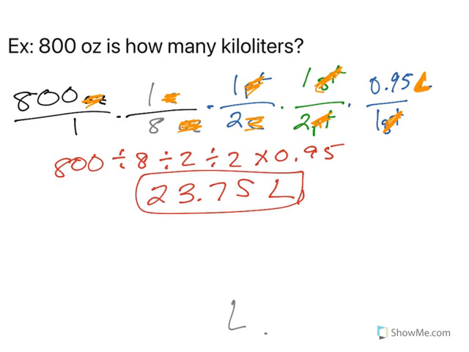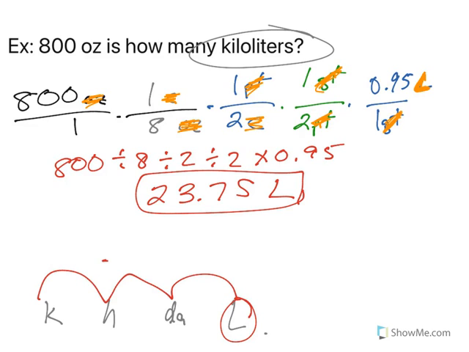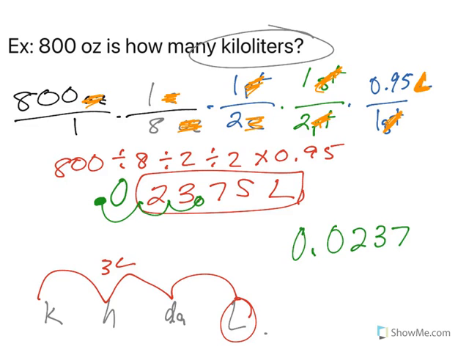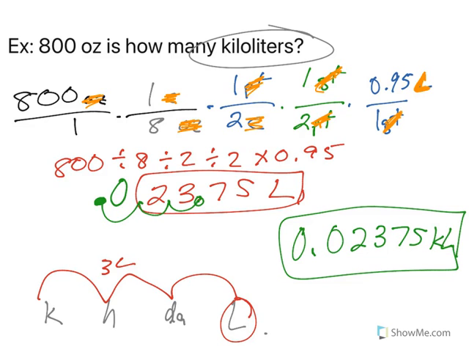Nope. So liters is in the middle. We want to go to kiloliters. So I've got deciliters, hectoliters, kiloliters. So if I start here, I need to go 1, 2, 3 to the left. So I find my decimal point and I go 1, 2, 3 to the left, put a 0 in my hump. So I end up with 0.02375 kiloliters. That was a long one, but the long ones are fun. I think that's it. Yep, that's it.